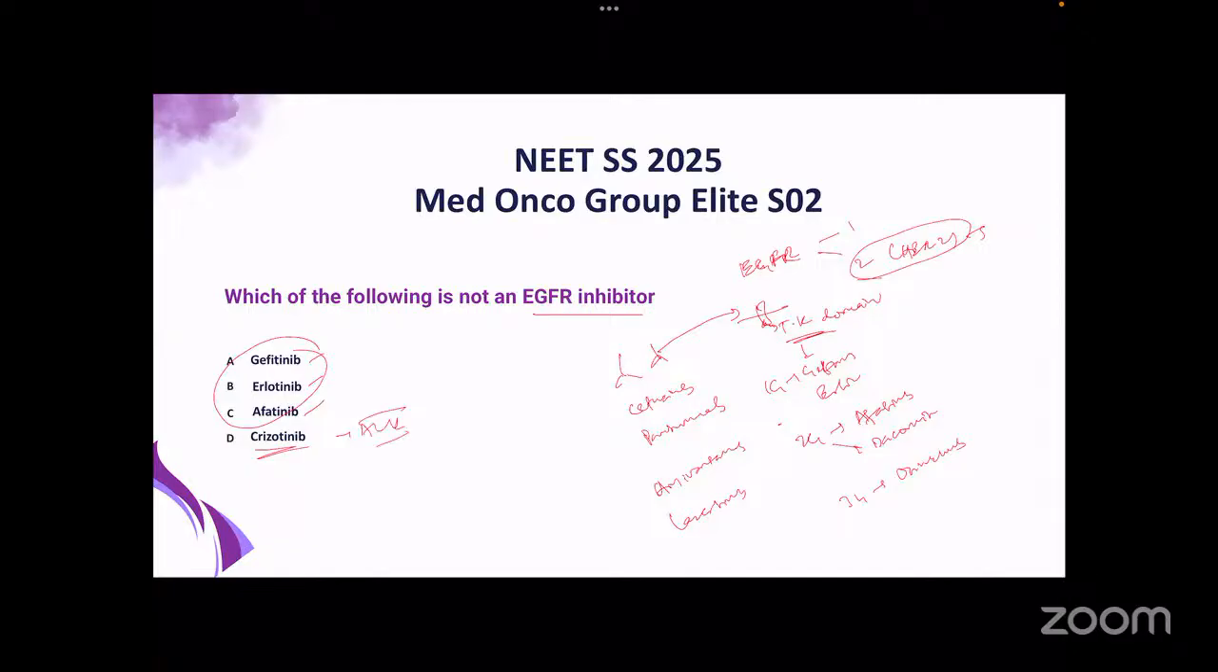So what topic is this? This topic is about targeted therapy. So there is a very nice table in Harrison. You go through all the list of targeted therapeutics. Most of the drugs are covered in the table. That alone is sufficient.